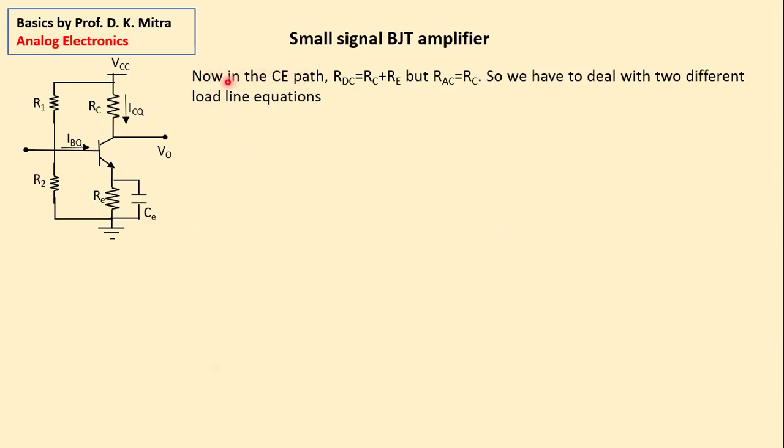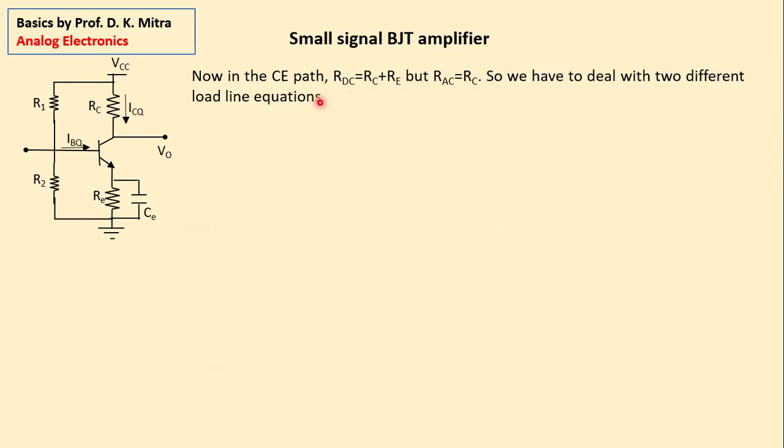Use this technique, then you are putting yourself in a different type of problem. Now in the collector emitter path, there is resistance RC plus RE for the DC current, but only resistance RC for the AC current. So I have two types of resistances: RDC, we call it RC plus RE, and RAC, we call it RC. So we shall have two different load line equations.